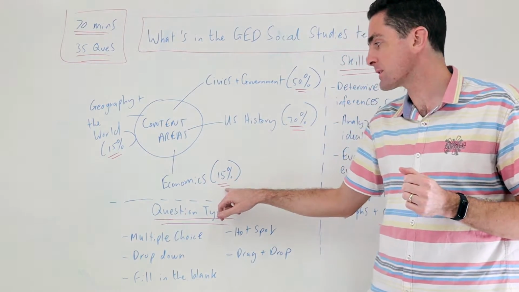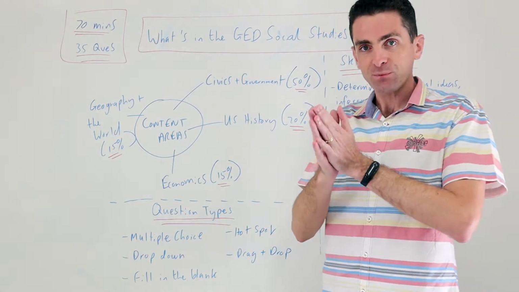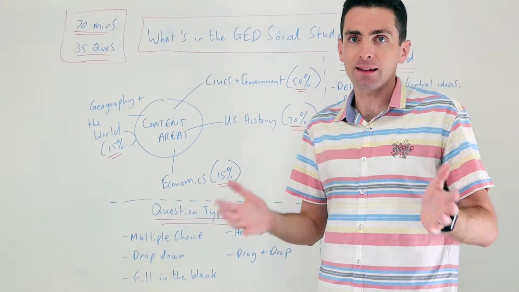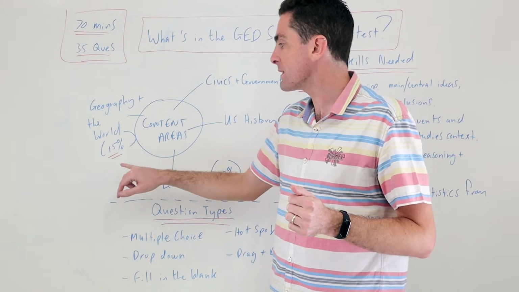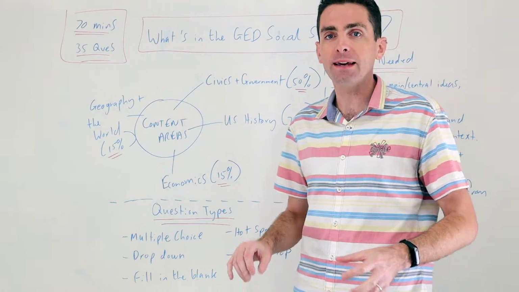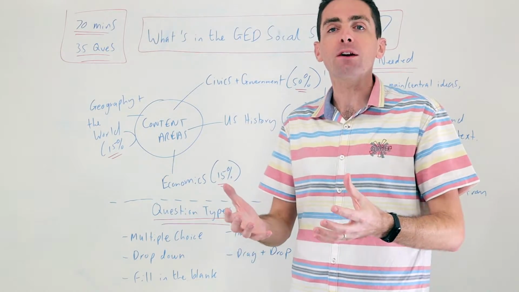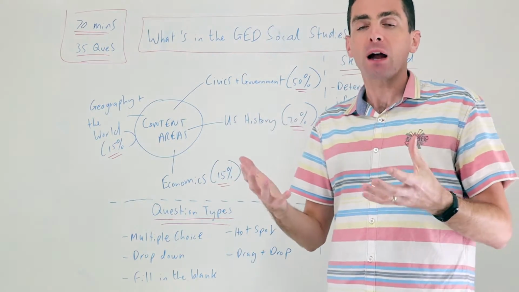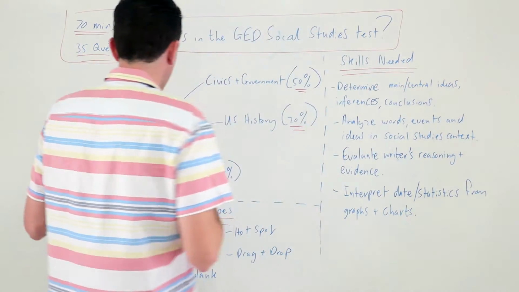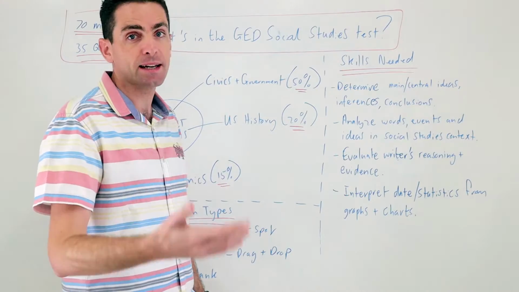Economics is next at 15%. It's a smaller chunk of the test. In this, you need to know basic economic concepts and be able to apply those to questions. You also need to be able to interpret graphs, tables, and things like that. The fourth and final section of the test, worth 15%, is geography and the world. Okay, here it's a lot of work with maps, also with tables of information, short paragraphs, and again applying geographical concepts to questions. Okay, so there are the 4 content areas. Next we'll move on to the skills you need to succeed in this test.